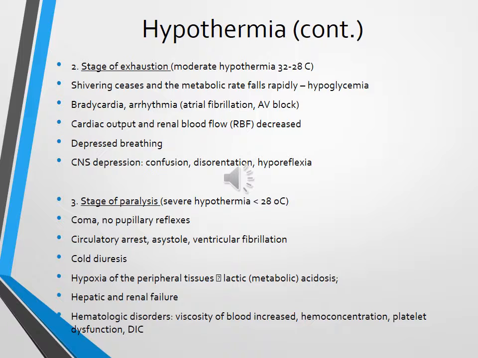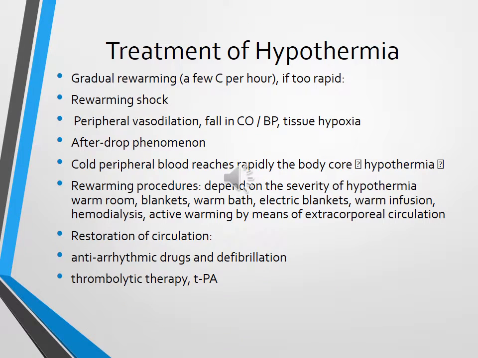They may get lactic metabolic acidosis, usually have liver and kidney failure. Hematological disorders: viscosity of blood is increased, hemoconcentration, platelet dysfunction. You may see DIC. Treatment: you want to gradually rewarm a few degrees Celsius per hour. If too rapid, you'll get a rewarming shock: peripheral vasodilation, the fall in the cardiac output, blood pressure, tissue hypoxia. After-drop phenomenon: cold peripheral blood reaches the body core rapidly, causing hypothermia.